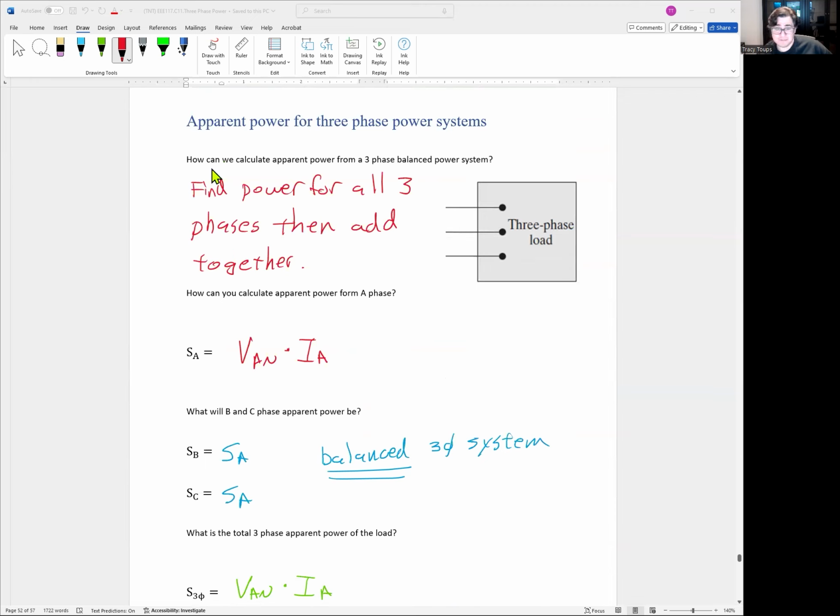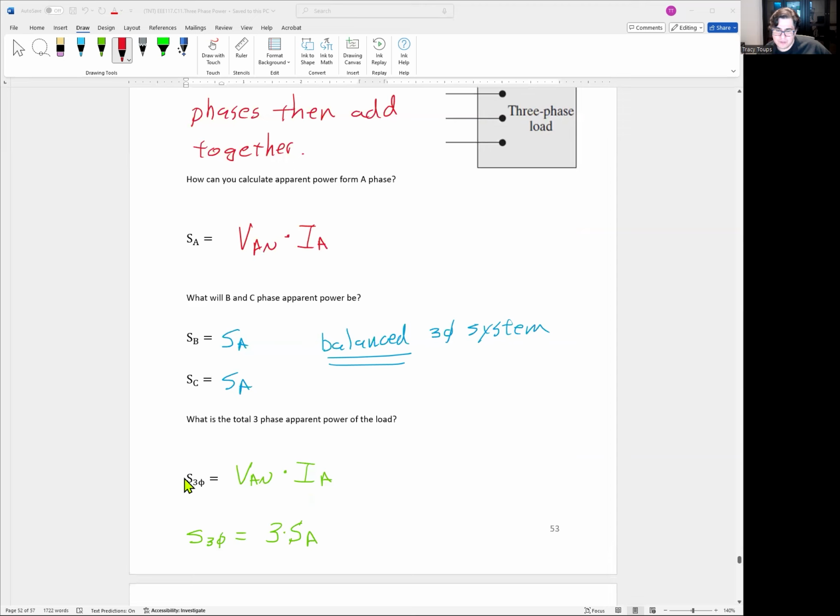Apparent power, guess what? It's the same thing. Find the power for all 3 phases and add them together. So apparent power for SA is VAN times IA. SB and SC are the same as SA. Apparent power for B phase is the same as A phase. Apparent power for C phase is the same as A phase. Because again, it's a balanced 3-phase system. And so the S 3 phase should be, let me draw it in right now, 3 times VAN times IA, or the 3-phase apparent power is 3 times apparent power of A phase.